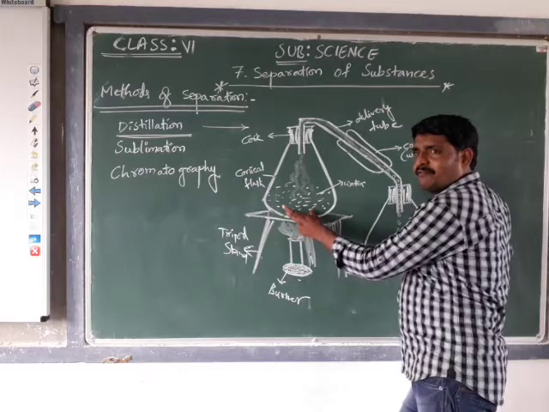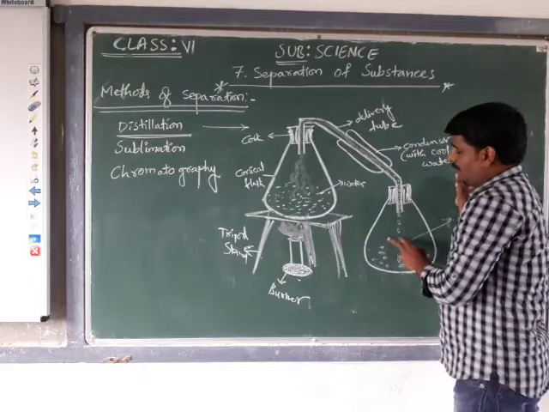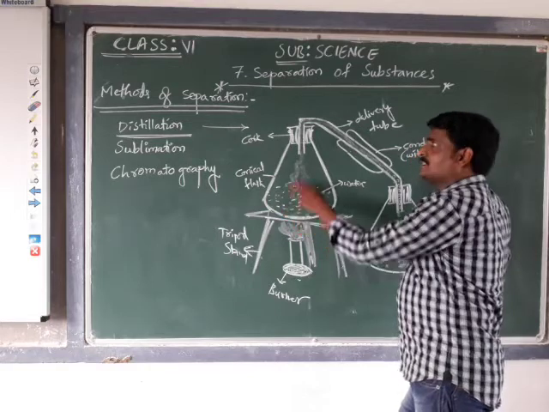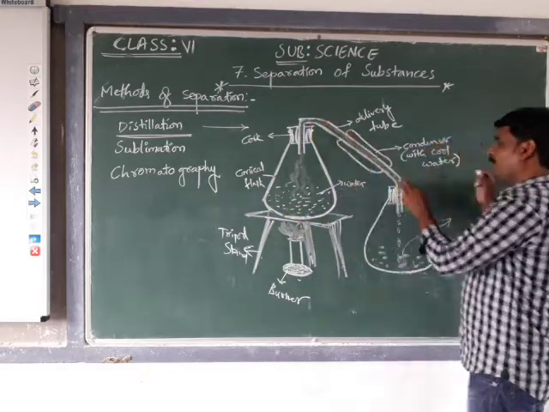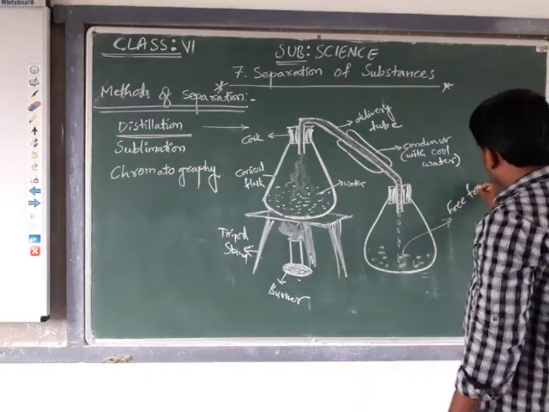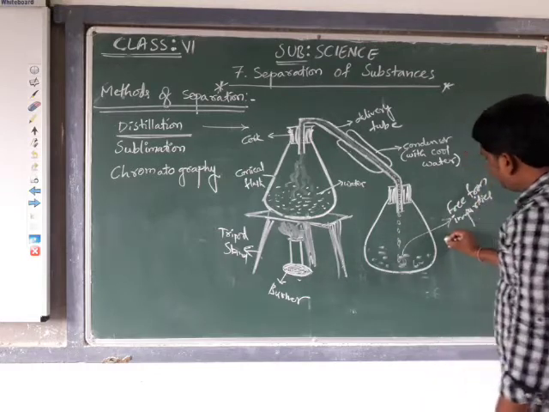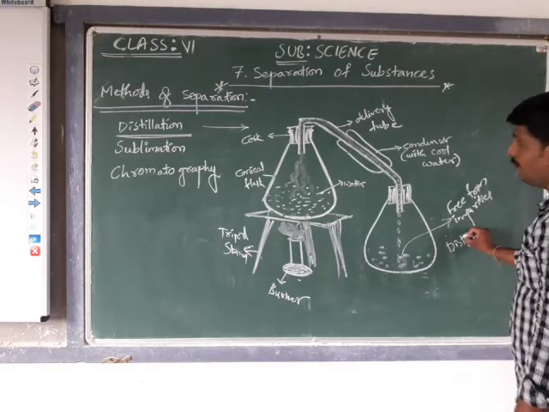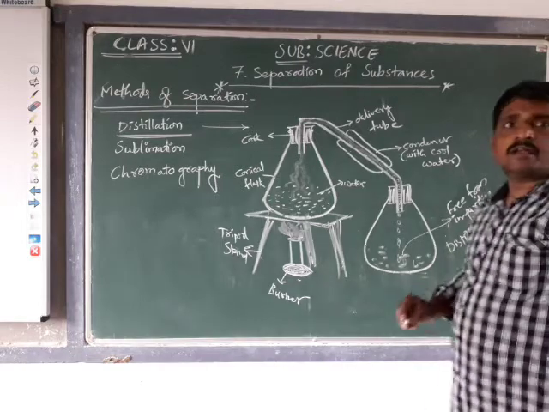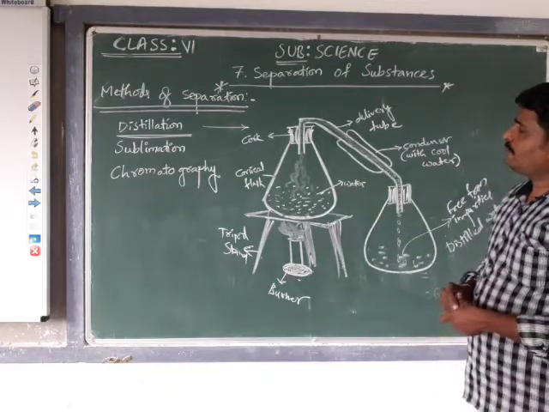Only the water gets evaporated in the first flask and travels through the delivery tube to the second conical flask, while all the impurities are left over in the first conical flask. The water which is in vaporized form and gets collected in the second beaker is free from impurities, and it is called distilled water. This is the process of distillation.